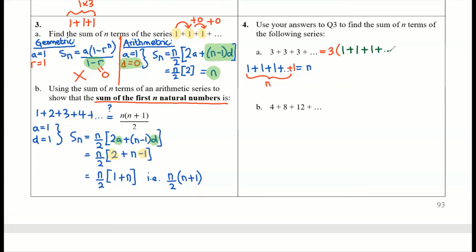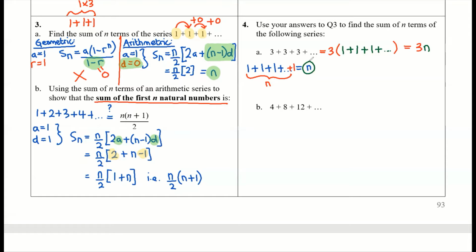Okay, and we'll close that. And we know that answer, don't we? So this is just going to be 3 multiplied by n, because it's the result here. Okay, so that's 3n. Might have been obvious, but I just wanted to use that result from the previous question.